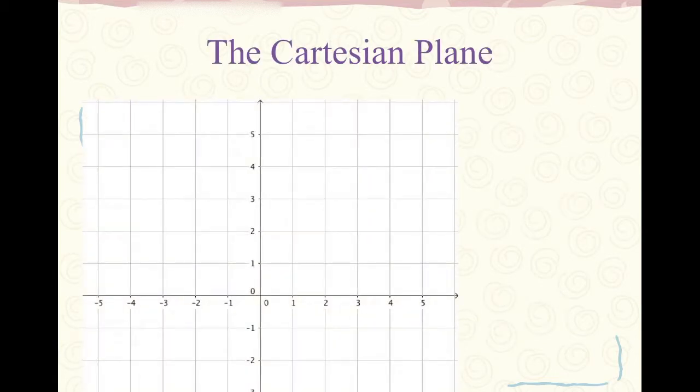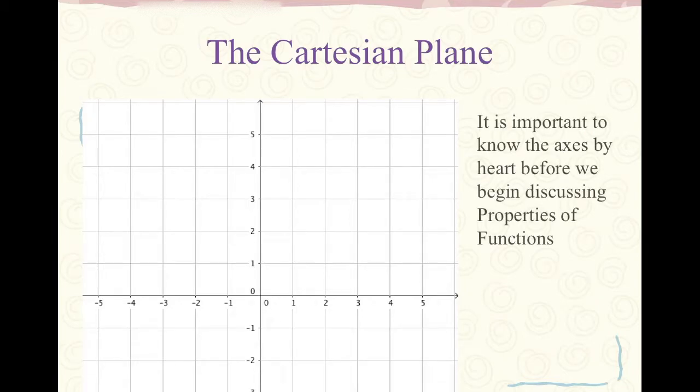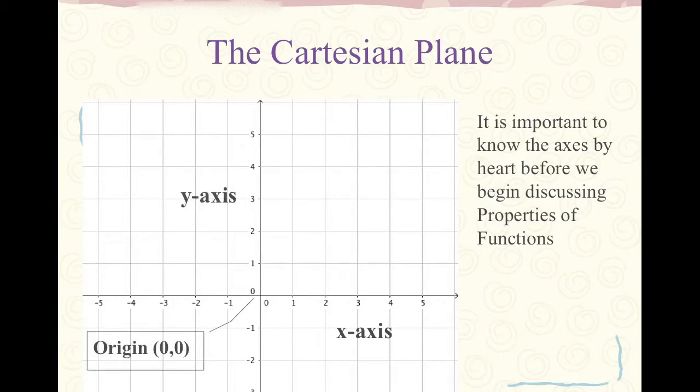Let's just look at the plane for a second just to recap everything. So here's our Cartesian plane, and it's super important that you remember what axis is which by heart before we discuss anything. So you have your x-axis and you have your y-axis, okay? And you also need to remember that you have your origin, also known as 0, 0.